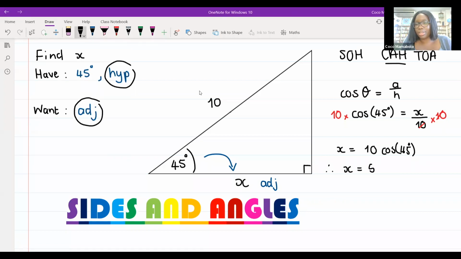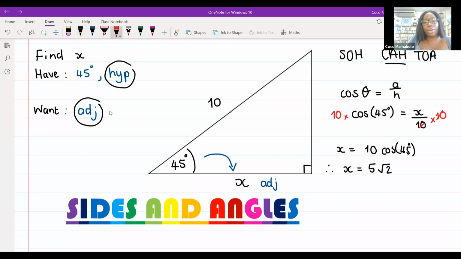Yes, we should get 5 square root 2. What this tells me, okay, Jonathan, we're going to go through that in just a little bit again. Okay, 5 square root 2. That tells me that my X over here is 5 square root 2. All right, Jonathan is asking, how did we know we have to use cos?